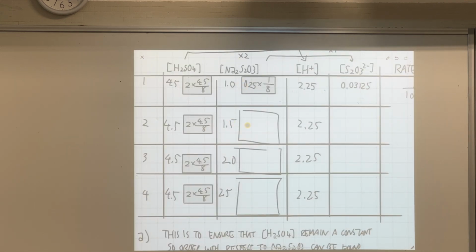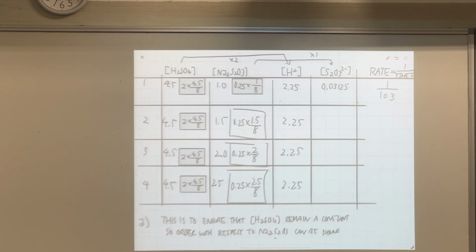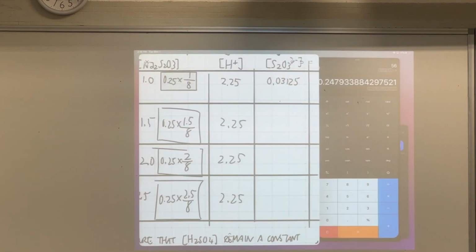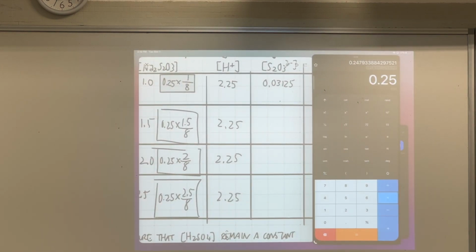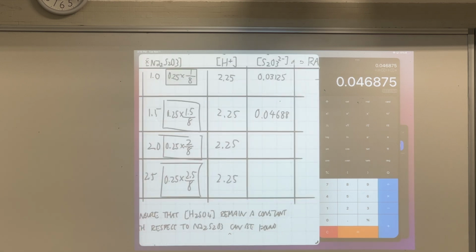Yeah, times 1.5. So you have 0.25 times 1.5 over 8. Then 0.25 times 2 over 8. Then 0.25 times 2.5 over 8. So what is that? Okay, so you have 0.25 times 1.5 over 8, so this is 0.04688.